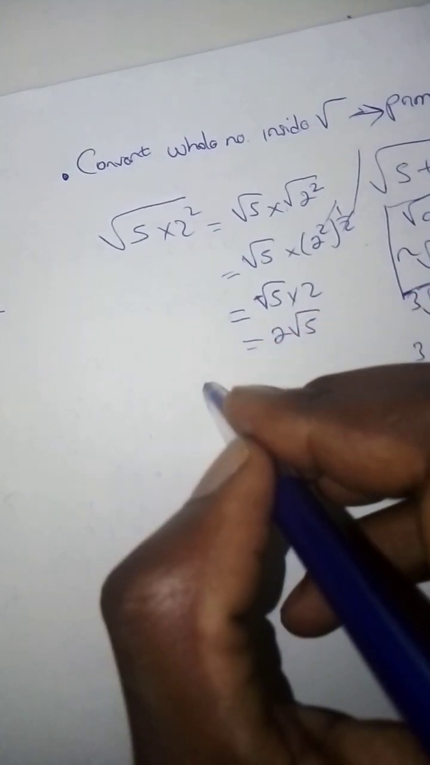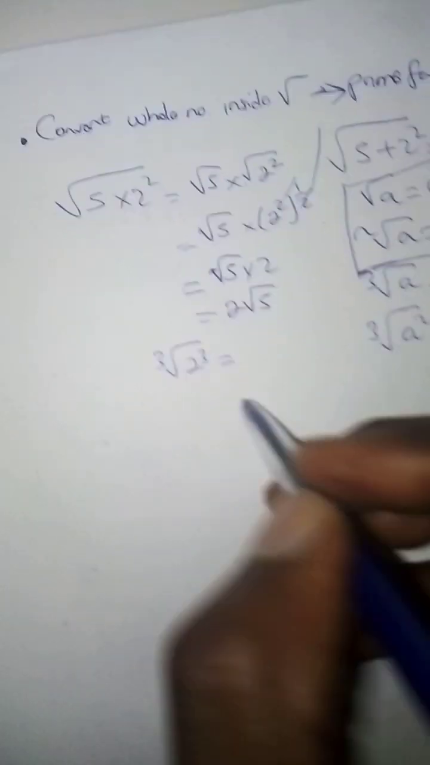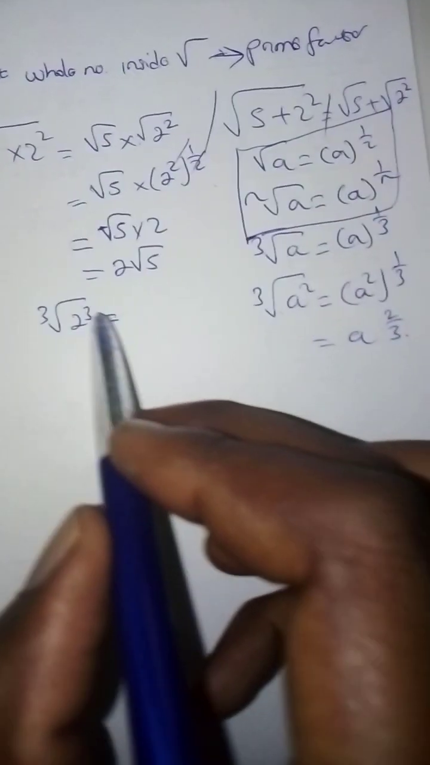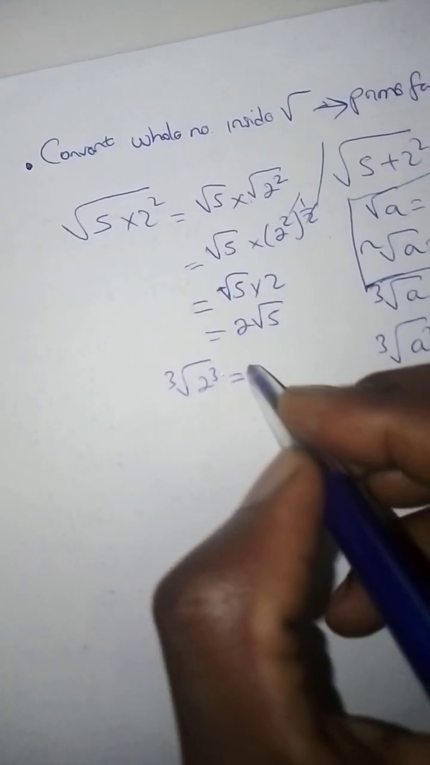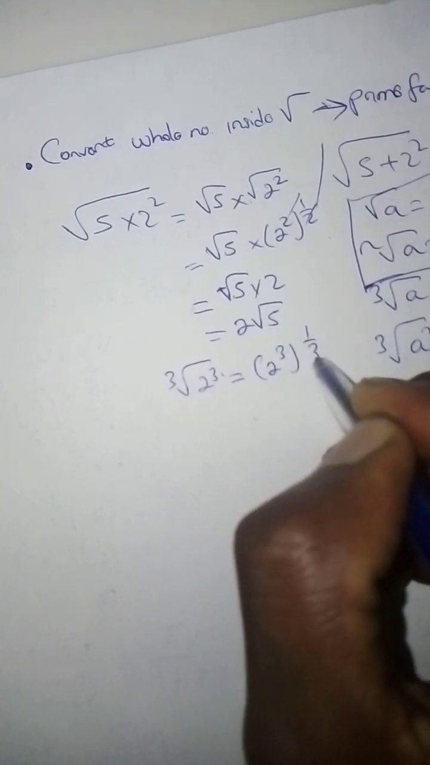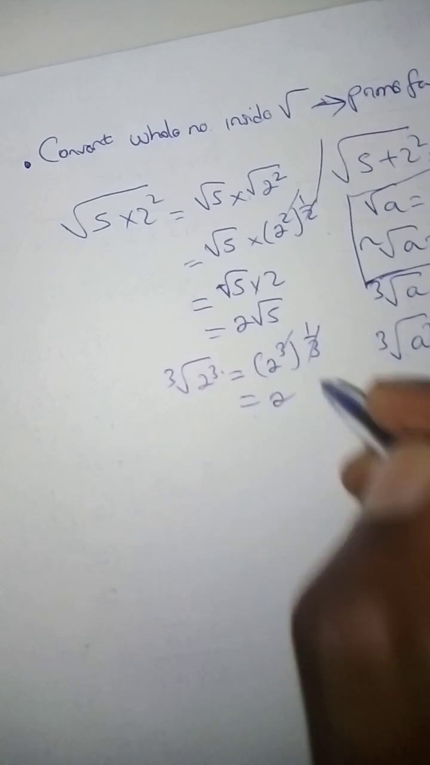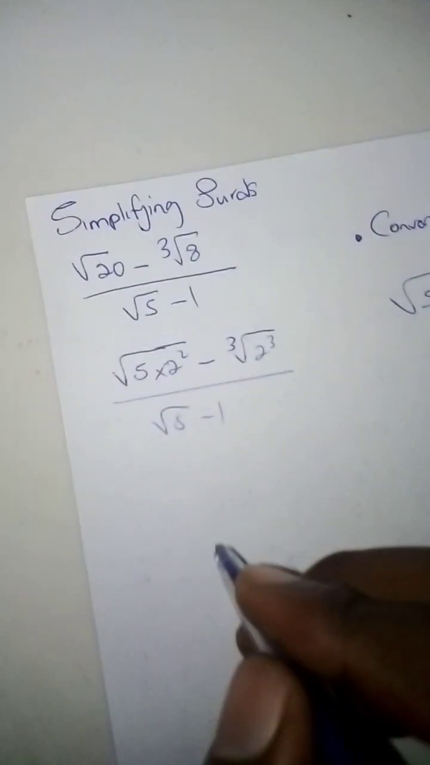Now let's look at the next one. We have the cube root of 2 cubed, right? So now this, can you see that this is almost the same as this? So now this would mean that we have 2 cubed to the 1 over 3, then these will cancel out, so we have 2. Now let's come back to our expression.